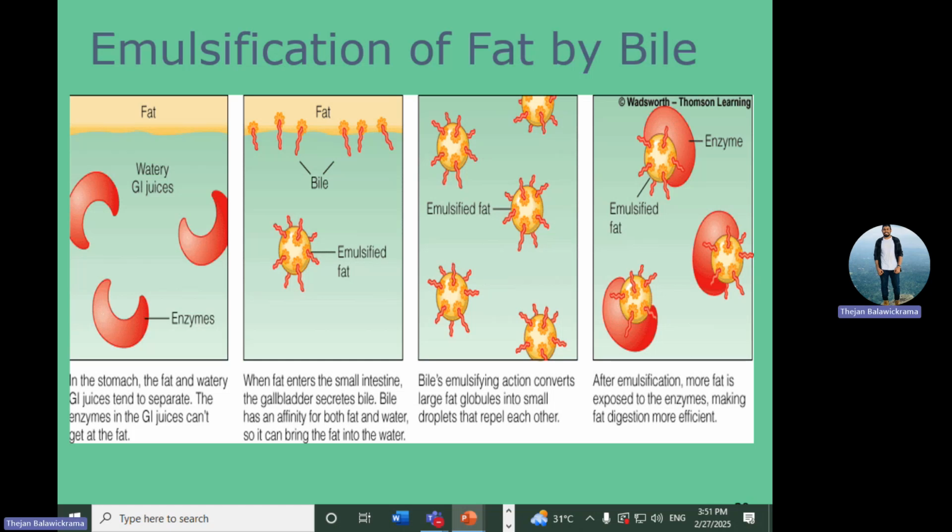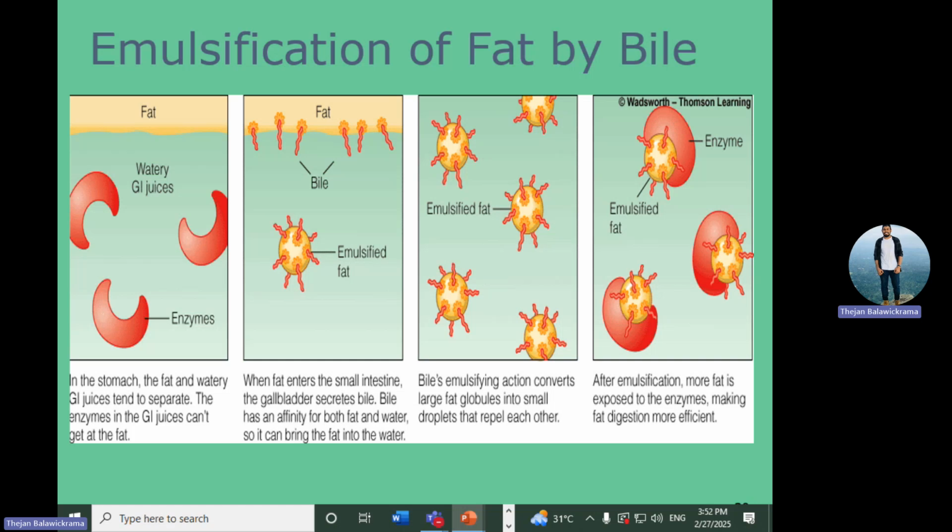Now, this diagram, maybe it doesn't make sense to you. Let me explain. Fat is something which is not soluble in water. But the enzymes can't do the digestion since fat is not water soluble. Then what happens is bile. First, bile combines with fat, right? Then enzymes can combine.